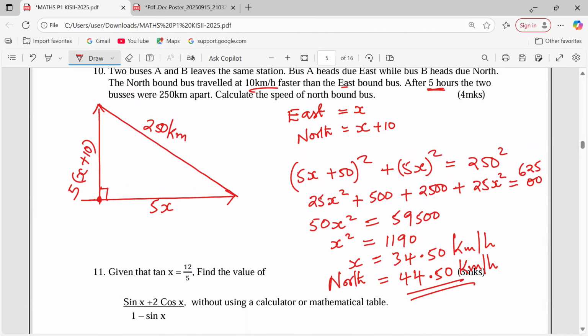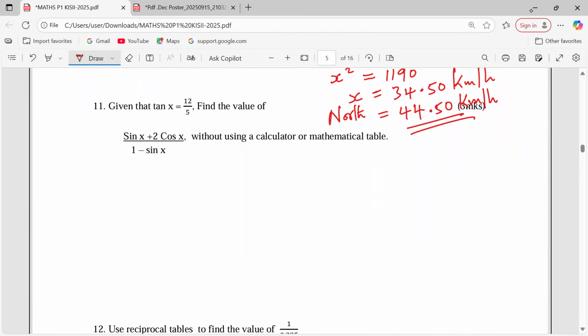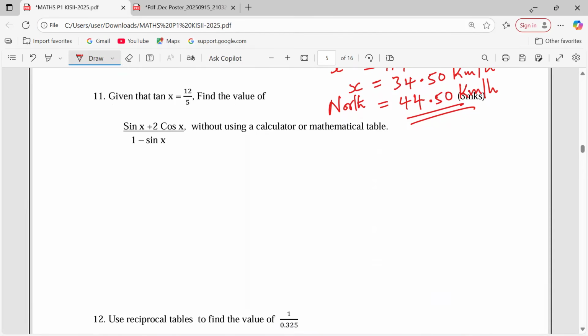Okay, so we can now proceed to number 11. Given that the tan of x equals 12 over 5, it has been given as a fraction. Find the value of sine x plus 2 cosine of x divided by 1 minus the sine of x. Okay, so we are supposed to express this one. First, we integrate the provided information in a triangle.